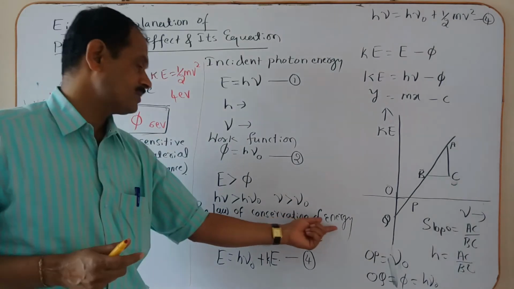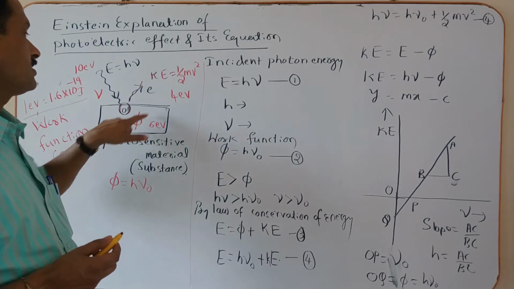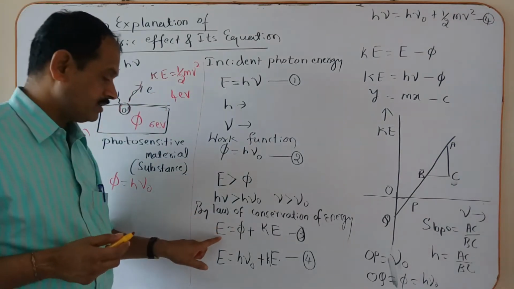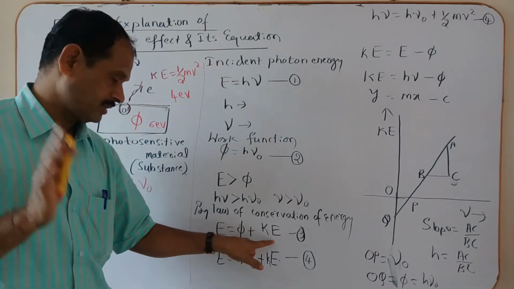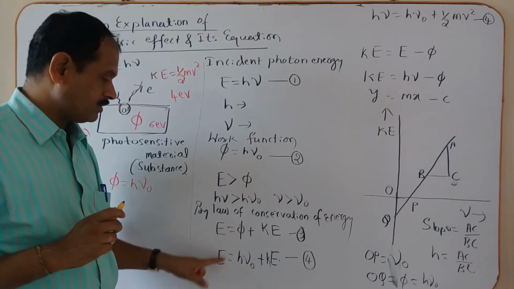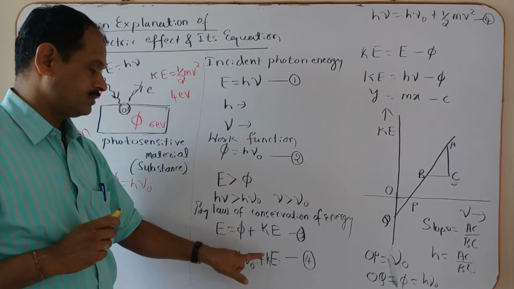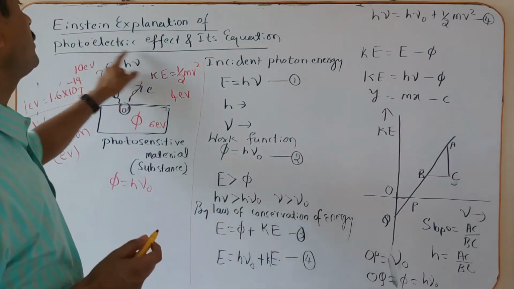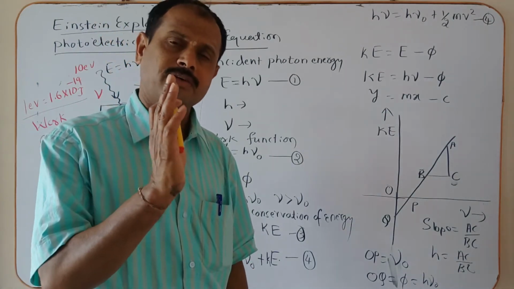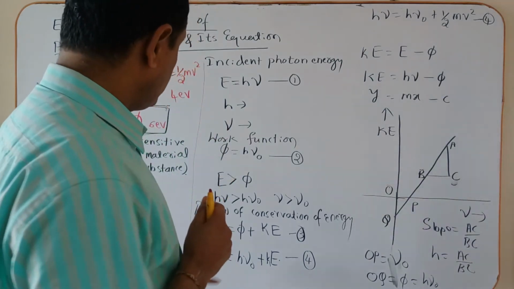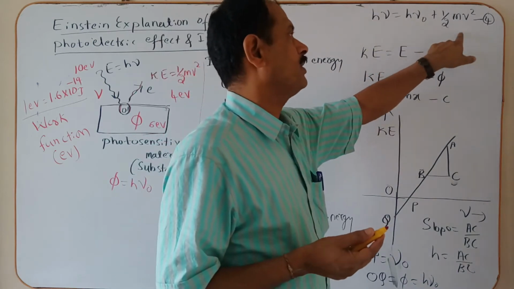By the law of conservation of energy, the incident photon energy is equal to the sum of the work function and the kinetic energy of the photoelectron. That is, E is equal to h nu naught plus K. These are said to be the Einstein photoelectric equation. It is very important, and it is asked in the examination for 3 marks repeatedly. That is, E is equal to h nu naught plus 1 by 2 m v square.